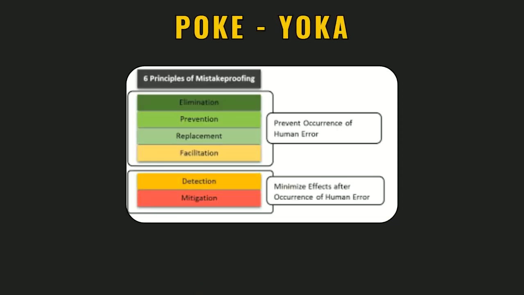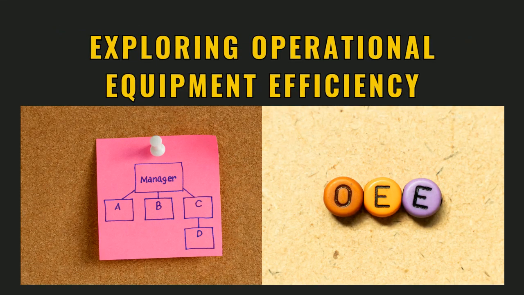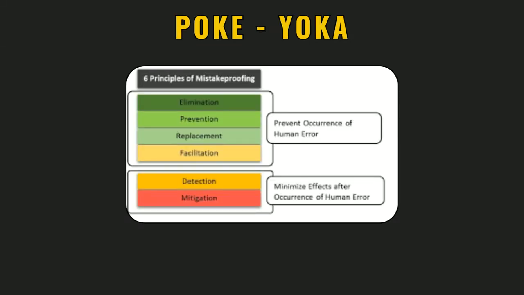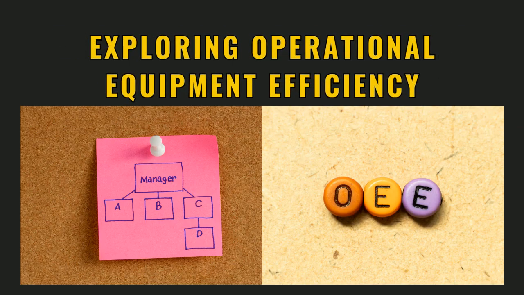Now, the 6 principles of Poka-yoke are elimination, prevention, replacement, facilitation, detection, and mitigation. The top ones are going to be preventing errors of human error. And the last one is going to be minimizing effects after occurrence of that human error. Overall, when we can fix issues, we can improve efficiency in our operation. And that is the exact reason that Poka-yoke and other tools of Lean Six Sigma are so good at improving our operational efficiency.